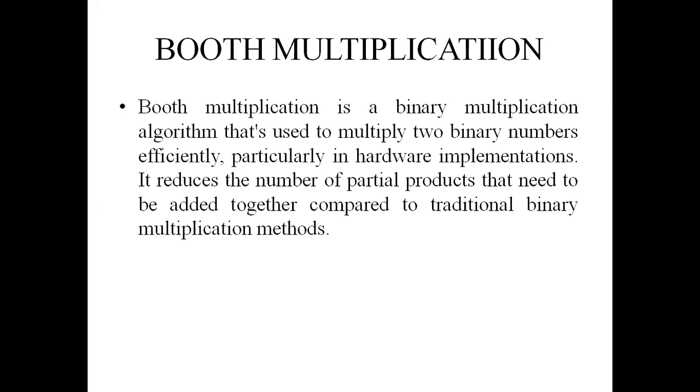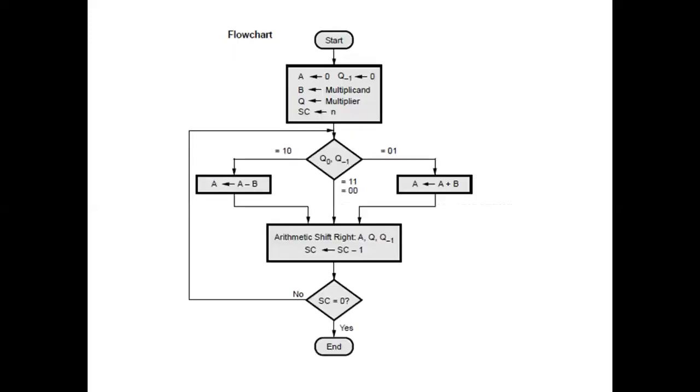Let me discuss some of the problems. Before seeing the problem, we need to analyze some steps that should be kept in mind. Let me discuss it with a flowchart. Initially, the A register should be 0, the B register carries the multiplicand, the Q register carries the multiplier, and the sequence register indicates the n operations, the number of cycles to perform.